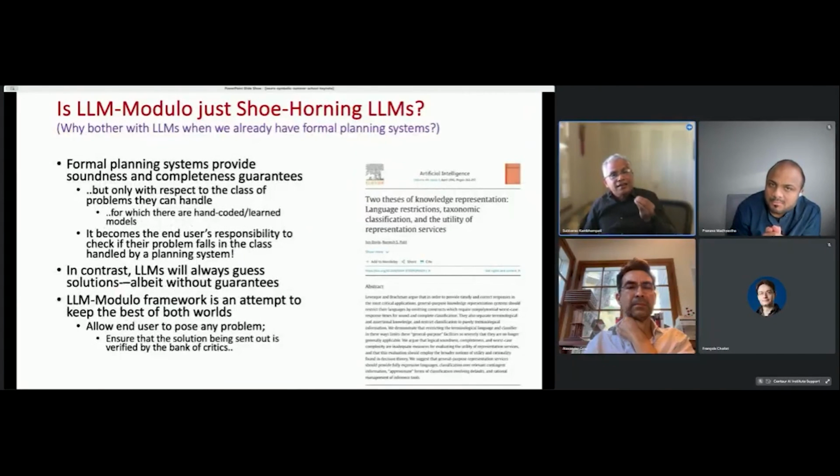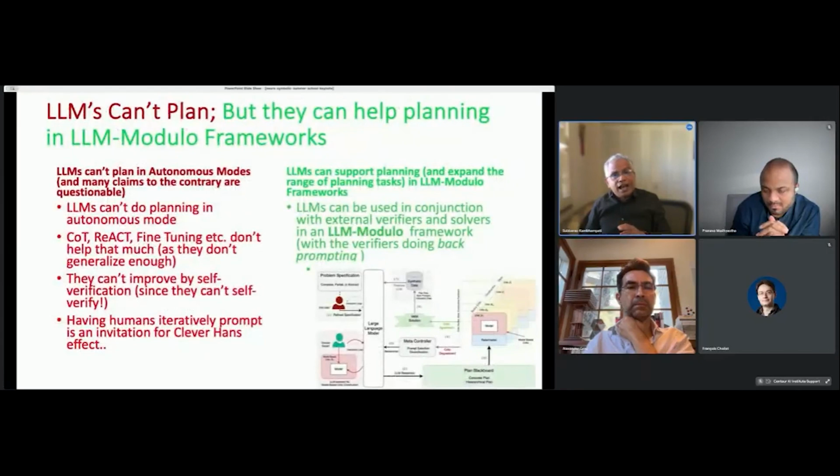The last thing for this crowd: I'm not just adding LLMs for the heck of it. It's actually going to expand the scope of the problems that the traditional systems were able to solve, because now you allow any arbitrary free-form specification of the problems and do the best you can in terms of verifying the correctness with a bank of critics. So that's the summary. LLMs cannot plan in autonomous modes, but they can plan in this LLM-Modulo framework.